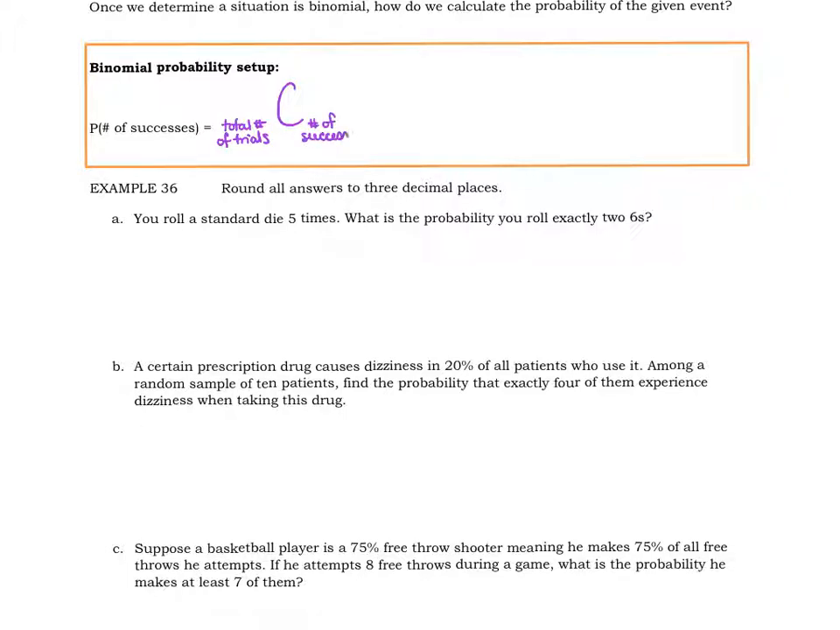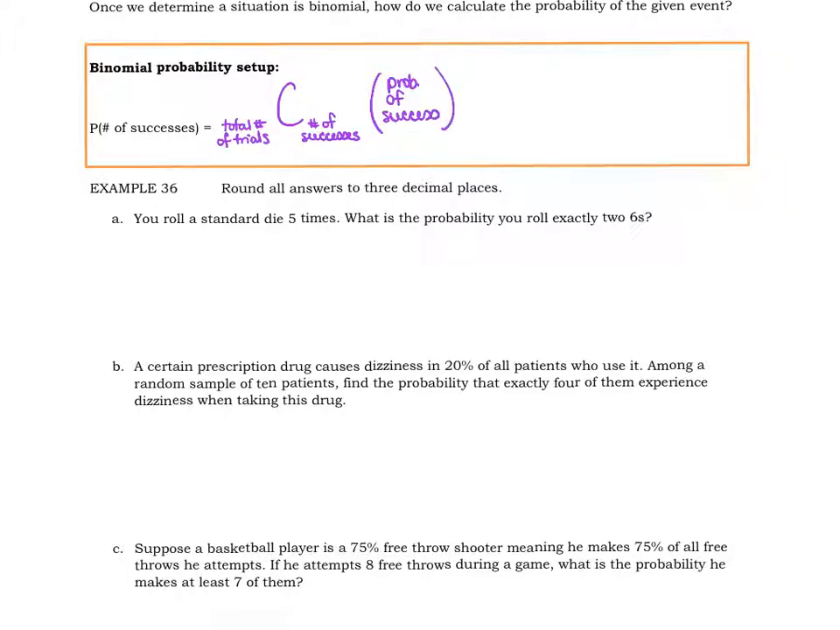So for example, on the ones with the dice, if we wanted to roll 2 4s out of 6 attempts on a die, it would be 6 choose 2. 6 rolls total, choose which 2 of the 6 rolls we would roll that specific number on. Then once you do that, you will multiply by the probability of success for one single trial. So for a dice, that would be 1/6.